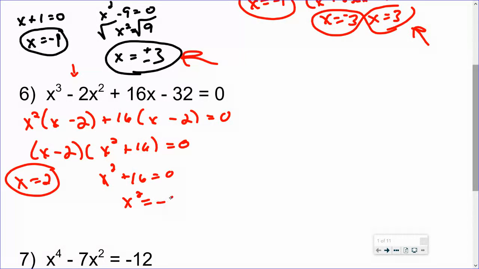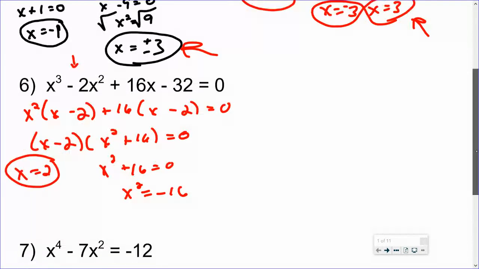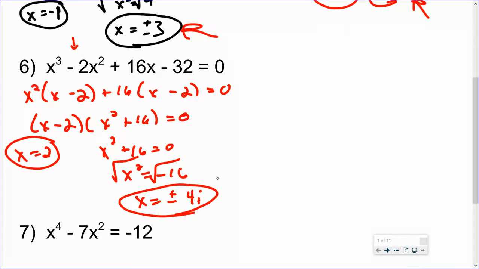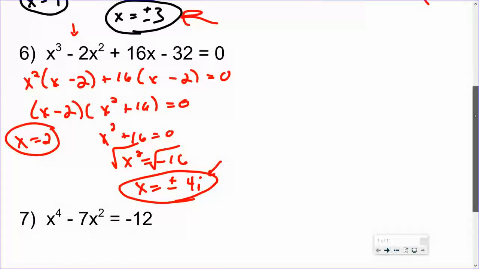causes me some pain. When I subtract that 16, I get negative 16. Then when I take the square root, I'm going to get x is equal to plus or minus 4i. We haven't spent a whole lot of time with i, but it's just one of those that doesn't work out very well. So that's why I would suggest that you just follow this format, because it can't factor. Because this is an imaginary answer, that's what I get, and that's where I stay.